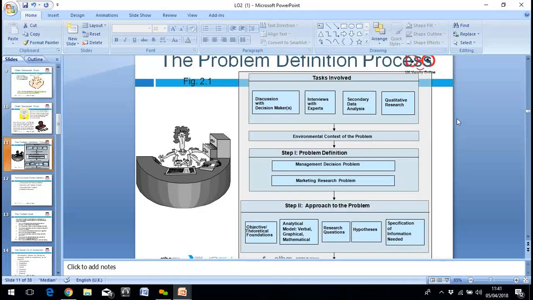So, problem definition process. Have a discussion with people involved. Interview with experts on it that you might find out. Secondary data analysis. If you remember, I've said this is how you gather information from people who have written something about it before. So that's why you conduct your literary review.